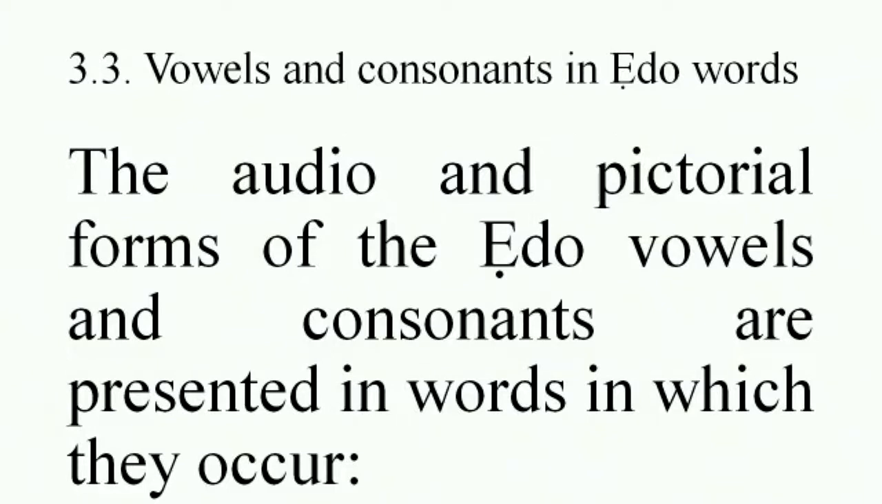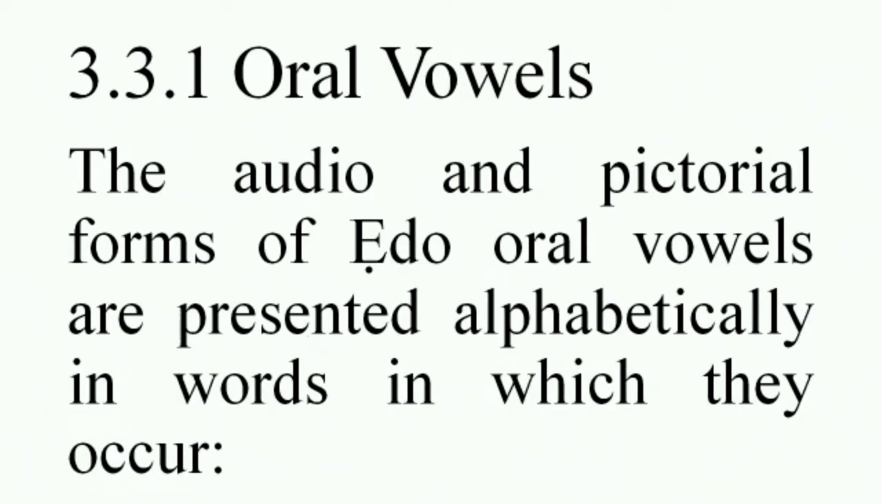Vowels and consonants in Edo words. The audio and pictorial forms of the Edo vowels and consonants are presented in the words in which they occur. So we are presenting them alphabetically. And what we did here is to present common words in which such vowels are found in the language. And I don't think any person here who speaks Edo will not recognize any of these pictures.